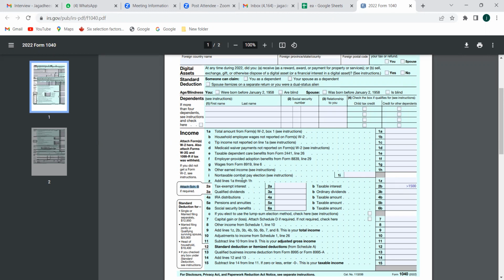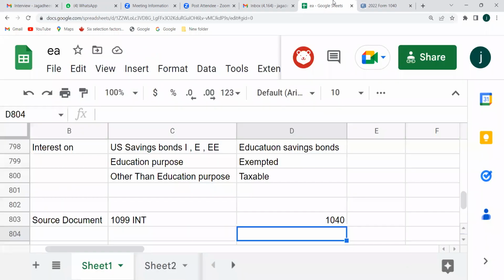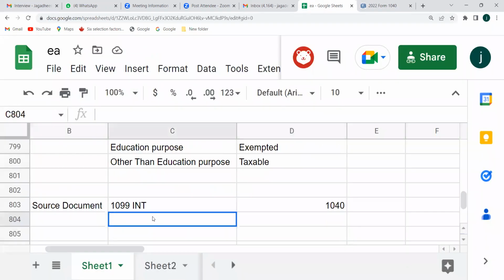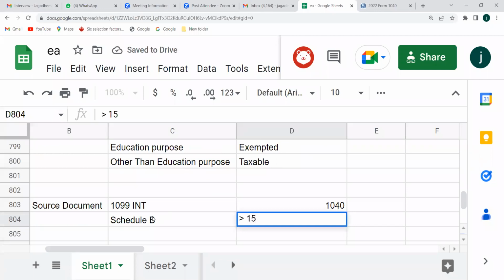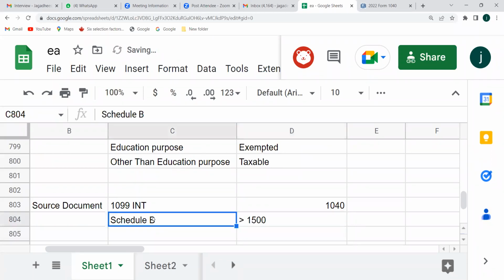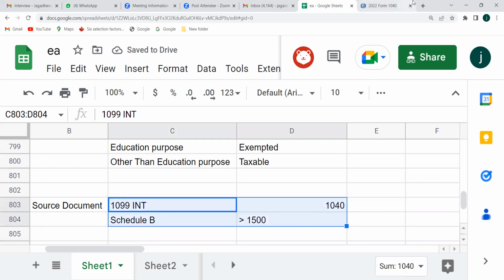What are the cases for Schedule B? If interest exceeds 1500, then we are supposed to attach Schedule B. It is not for the exempted cases, it is only for the taxable cases. So if the taxable amount exceeds $1,500, we are supposed to attach Schedule B. Clear? Quickly we will see Schedule B.